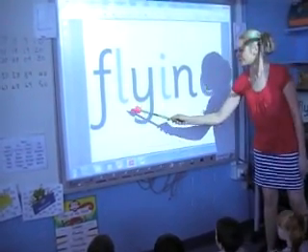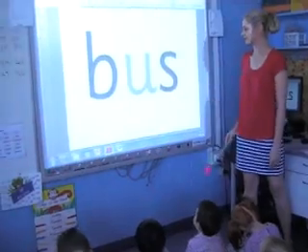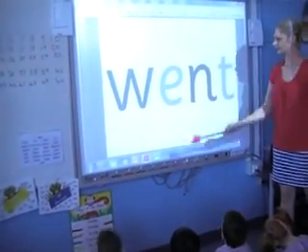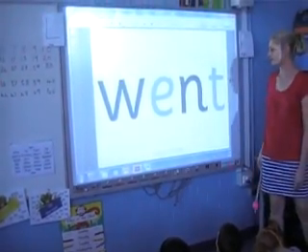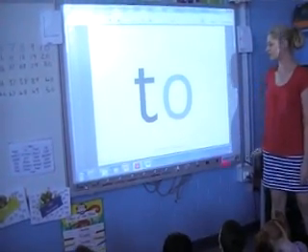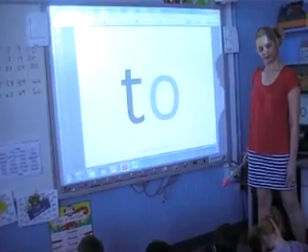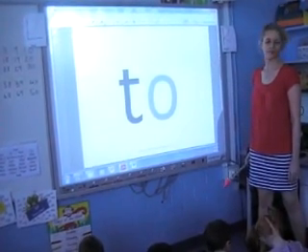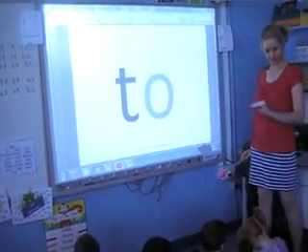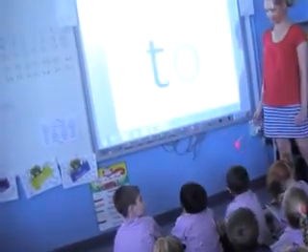T-R-A-C. F-L-Y-I-N-G, flying. B-U-S. The. W-E-N-T. Hands. So in, I can see that chirp with my duck hand. Chirp. Choo. Let's do it like that. You ready?